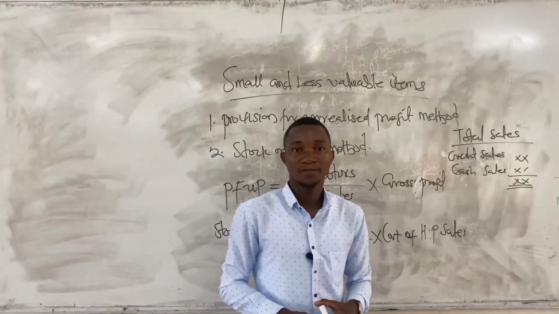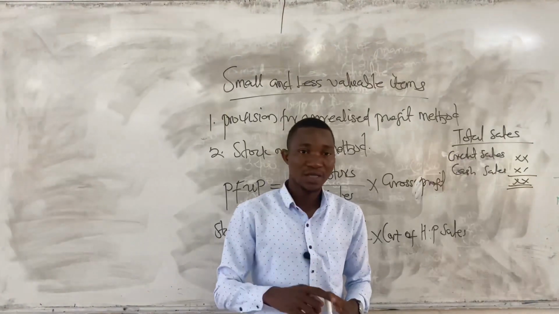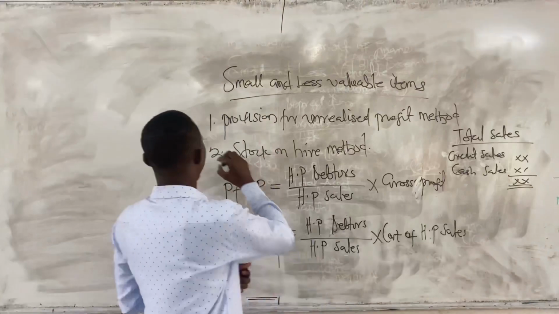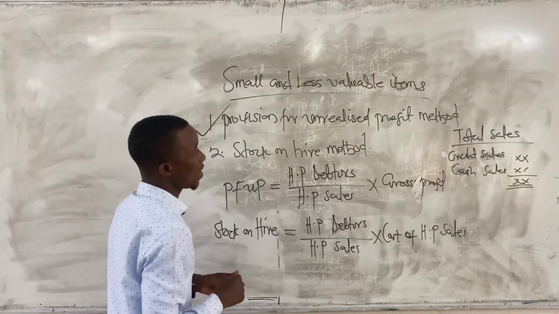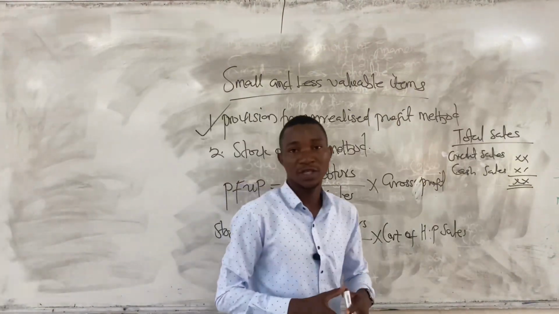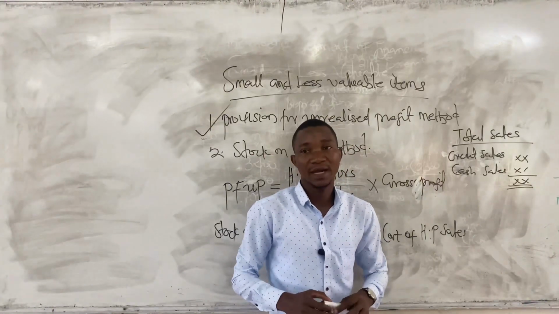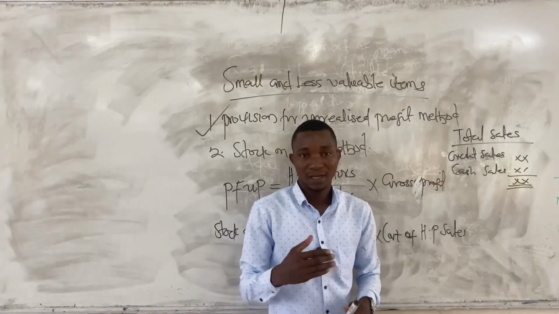of the period. Okay, so the first question we will be taking right now, the question we are about to take, you will be using the provision for unrealized profit in determining the gross profit of the business. Is that okay? So let's quickly go through the question together and see how we can solve it.